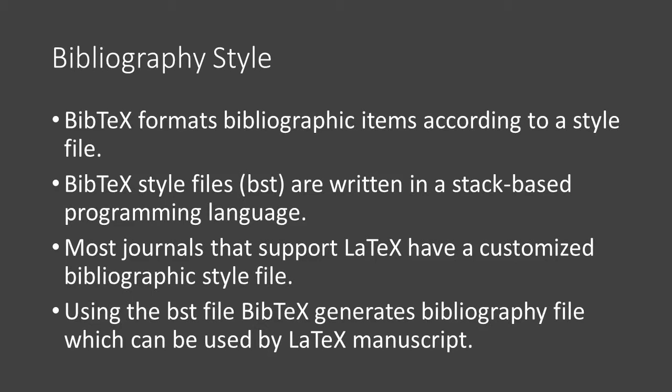The next component of the BibTeX system is the BibTeX style file. The bibliography style file contains all style related information for the reference list, like formatting, punctuation, and order of the contents. BibTeX by default comes with style files for all common reference styles. These style files have the file extension BST. These style files are written in a custom stack-based programming language unique to BibTeX.